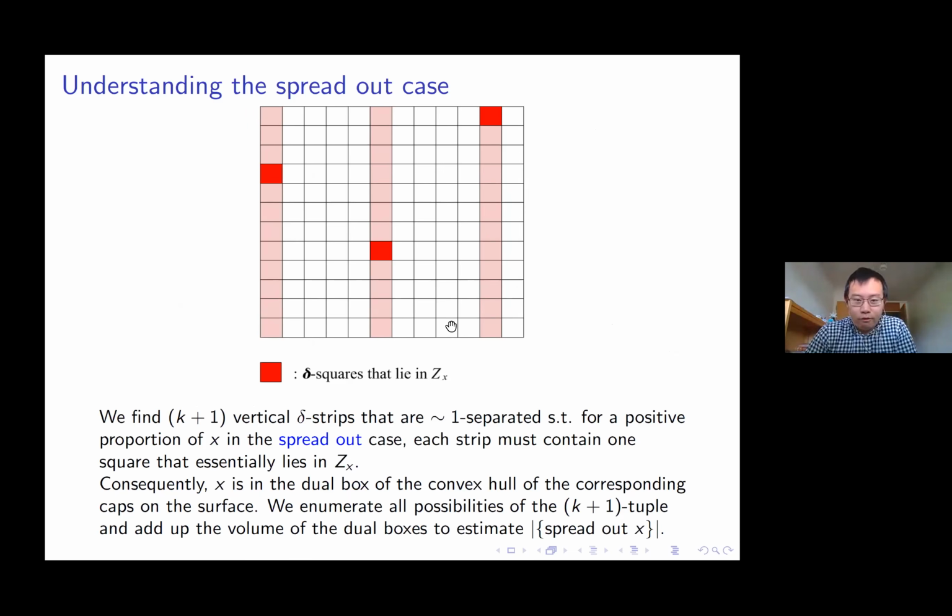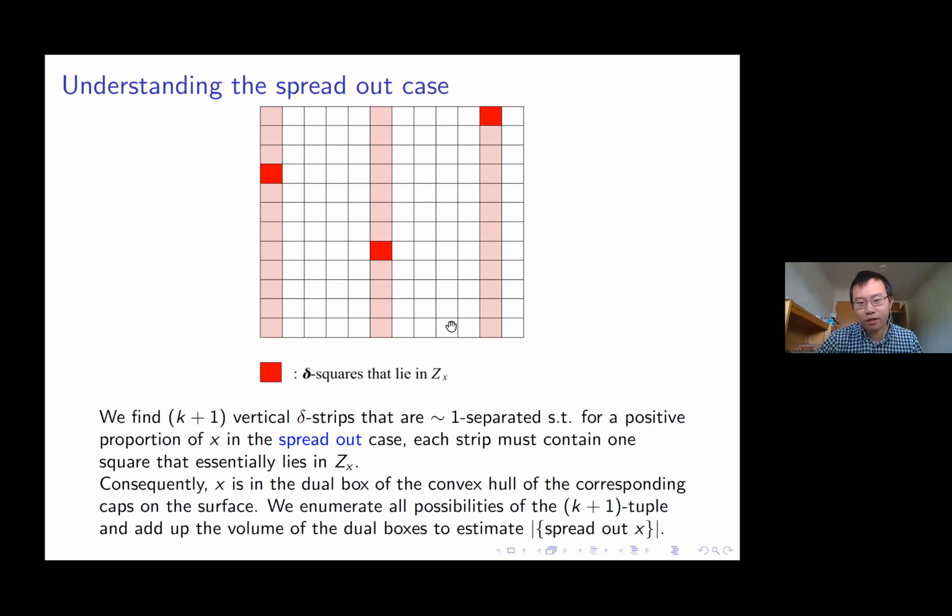So what we do is that we just find a constant number of vertical delta strips that are roughly 1 separated, such that I take all the x in the Spreadout case, and for a positive proportion of them, each strip, remember each x has the stationary set with measure roughly delta, so it has to be roughly a union of delta cubes. So where are those delta cubes?